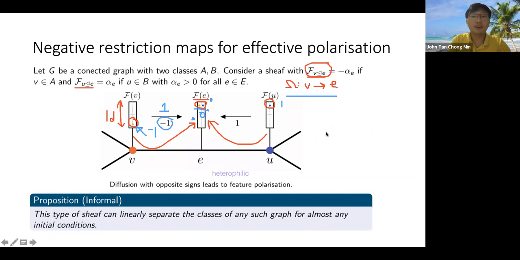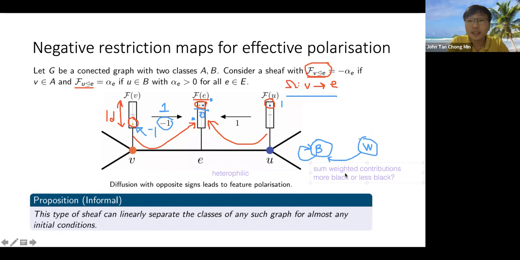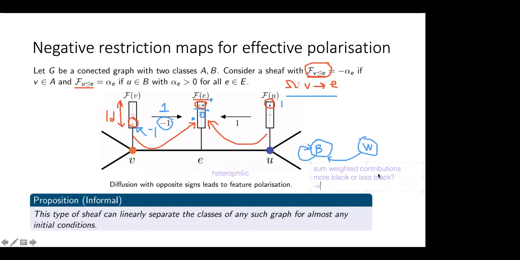Think of it like this: you have a black ball here, and you have a white ball here. At each time step, the white ball and the black ball will pass information to each other. If you are only allowed to sum up information between yourself and the white ball, what will you expect to happen? Maybe Evan or Jet, you want to answer: if you sum up the weighted contributions, will the black ball be more black or less black? Anyone want to answer? Should be less, right? Yeah, so it will be less black, correct?